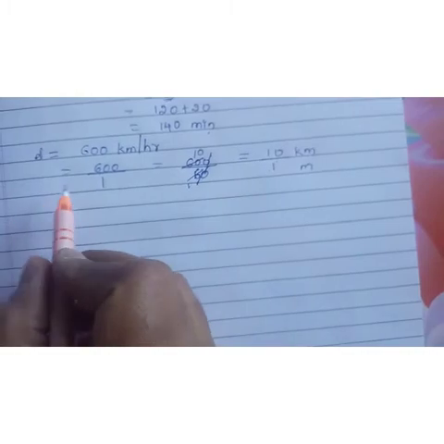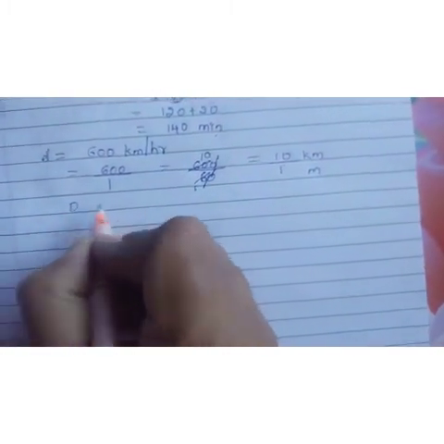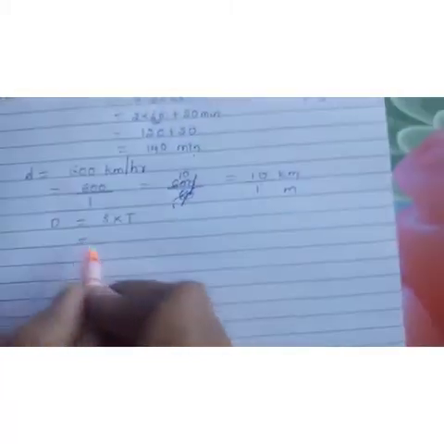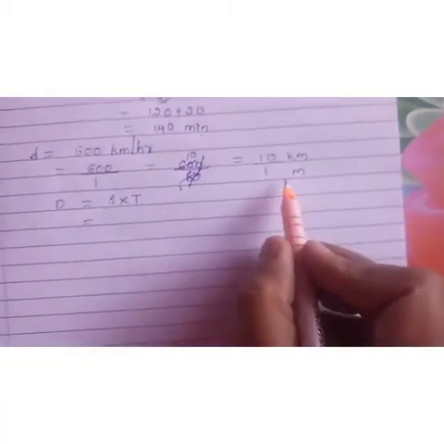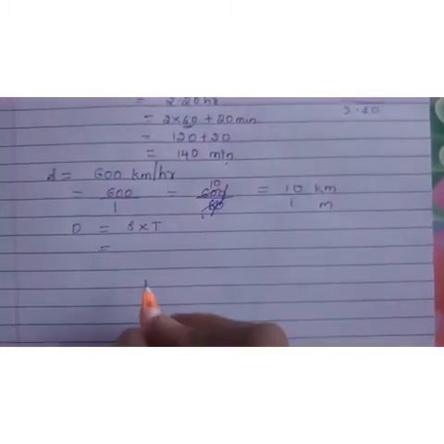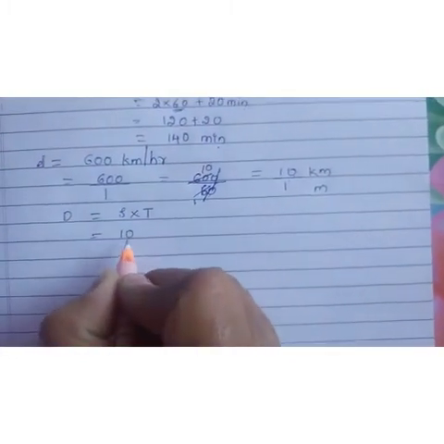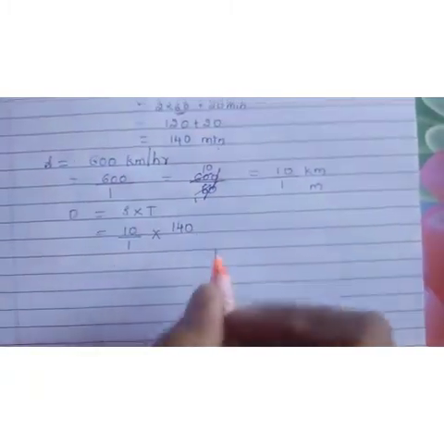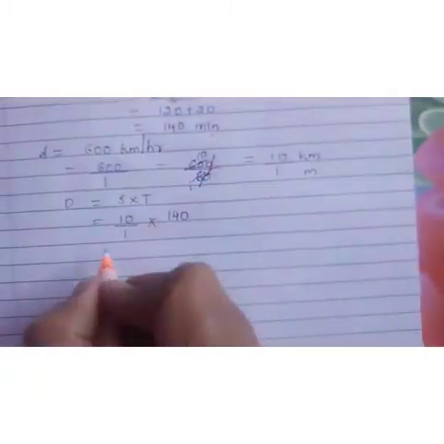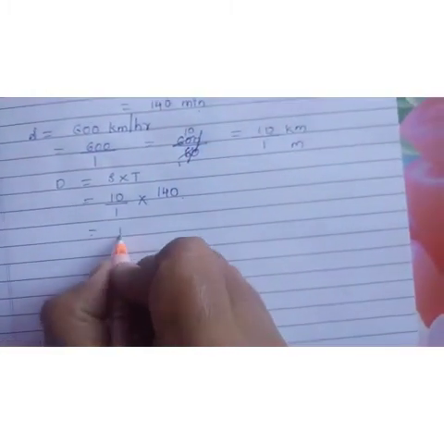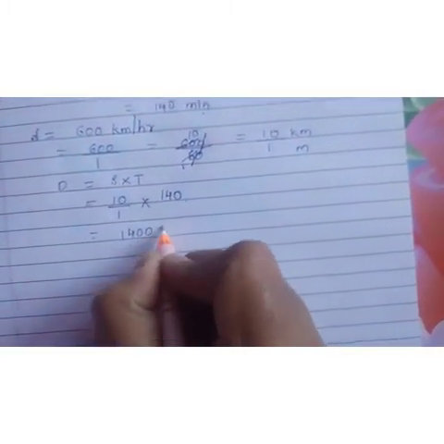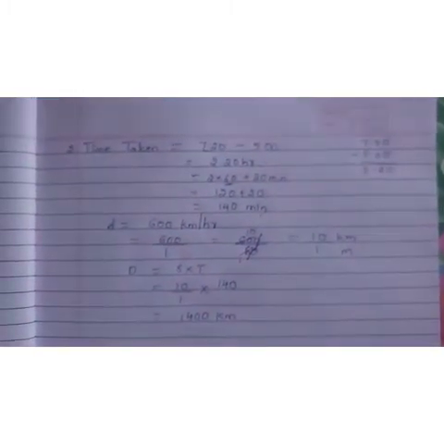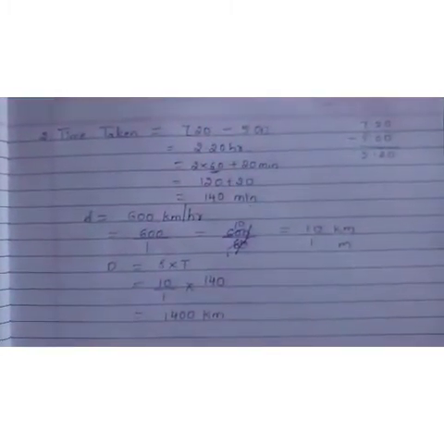Now we got speed. Next you find distance. Distance is equal to speed into time. So what is the speed now? 10 kilometers per minute. So write 10 kilometers per minute into time taken, 140 minutes. So totally you get 10 into 140, you get 1400 kilometers. So children, is it understood? Is it visible to you all?